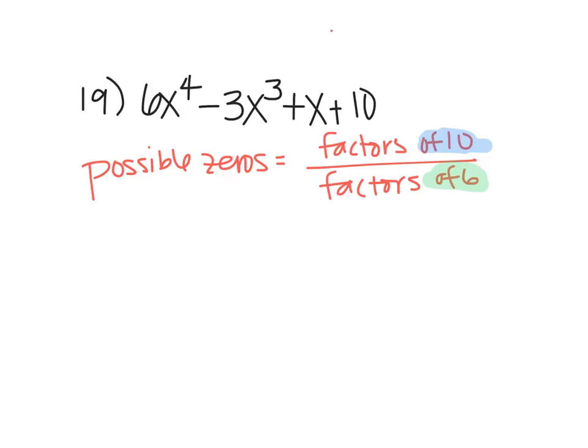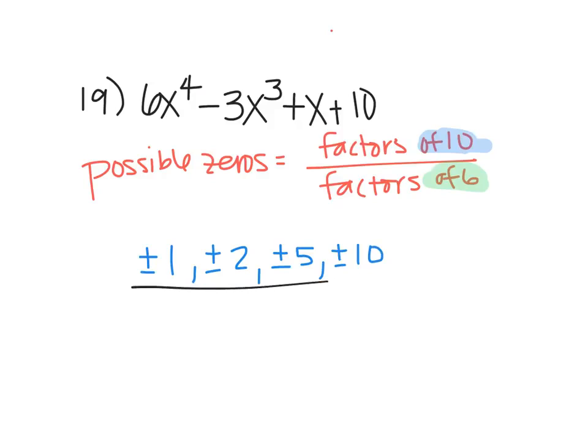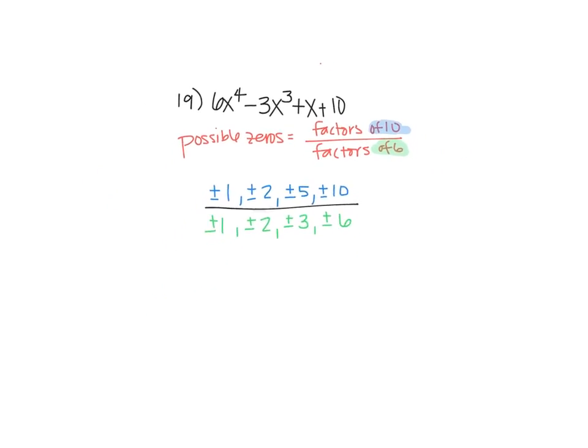So thinking about our factors of 10, well, there's several. There is positive and negative 1, positive and negative 2, positive and negative 5, and positive and negative 10. And then my factors of 6, there's positive and negative 1, positive and negative 2, positive and negative 3, and positive and negative 6.